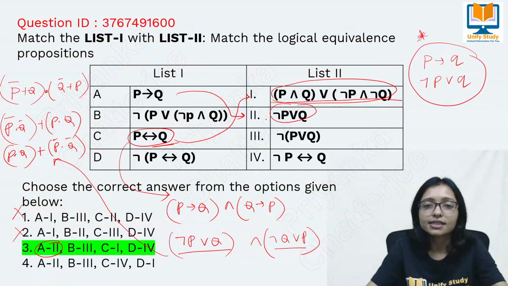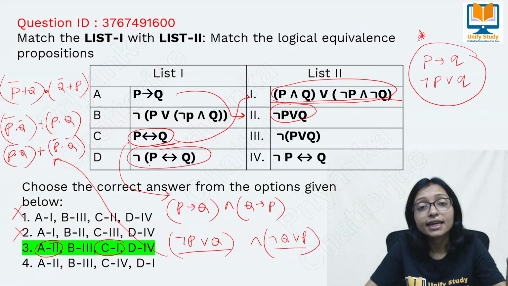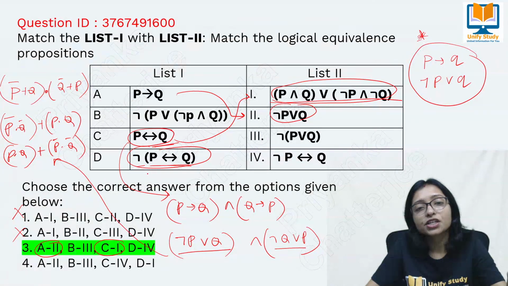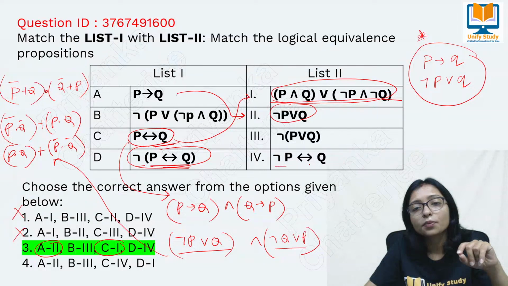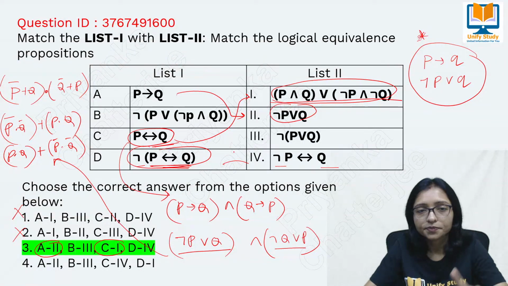So definitely this is this one. So C is with 1, only 1 is there. This is the correct answer. Even D, here you can see the D. D is P double implication Q, before that the negation is there. So when you are doing double implication, negation of not P and not Q will be same. So that's why this is same.